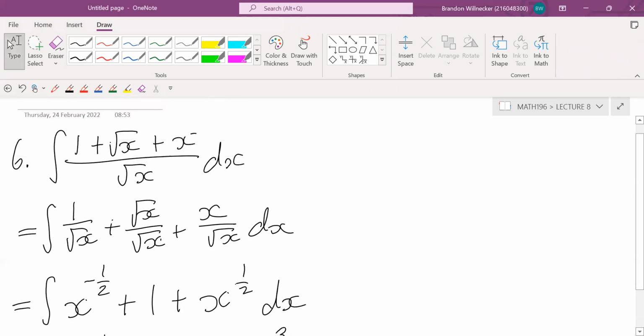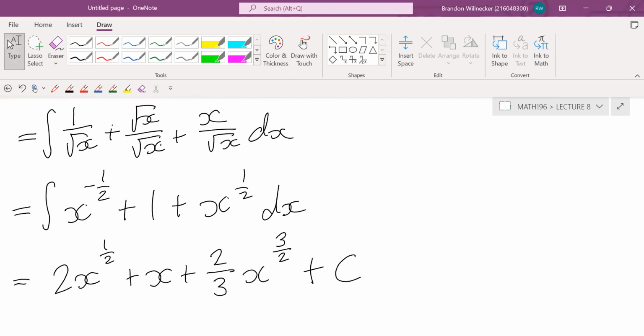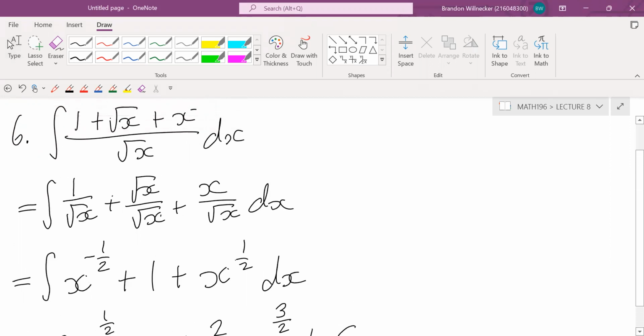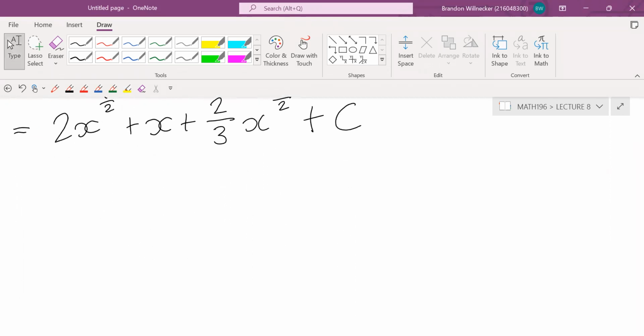Okay, so we started off looking a bit complicated, but you just expand out, make everything have nice powers, and then apply the rules. So it's really not that complicated. It just looks a bit complicated at the beginning. Okay, so that was example number 6. Let's take a look at number 7.